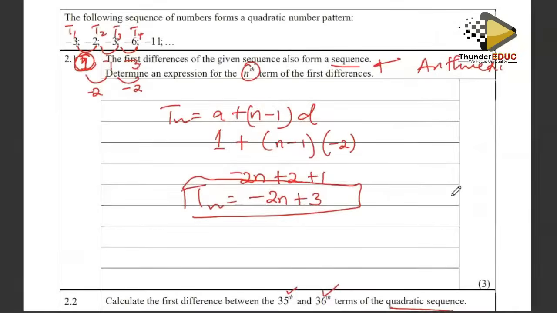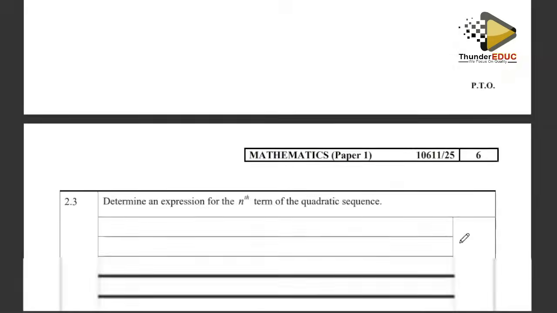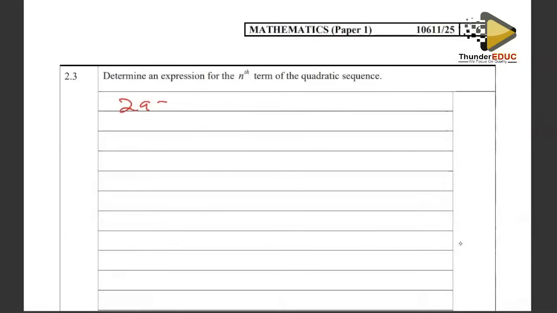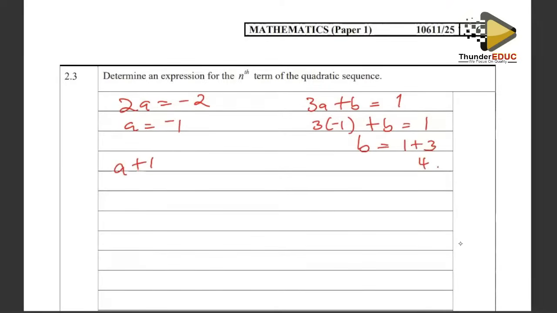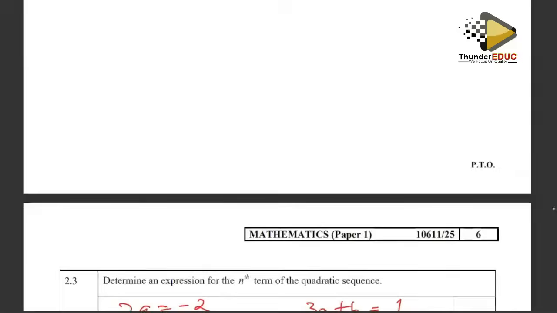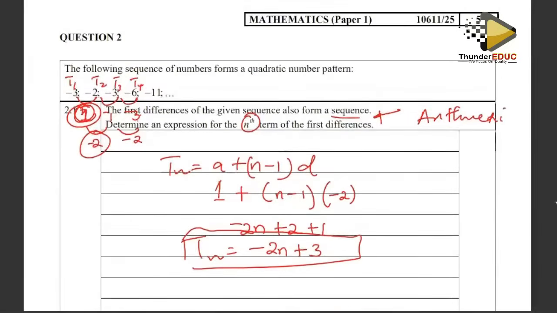All right, then 2.3, they want us to get the expression for the nth term of the quadratic. So we know that our 2a is going to be equated to this, 3a plus b is that. Let's start and say that 2a is equal to -2. Divide both sides by 2, a becomes -1. Then 3a plus b is equal to 1, which was the first term of the arithmetic. Our a is -1, plus b should give us 1. It becomes negative when you move it that side, meaning it's going to be 1 plus 3, which is 4. And a plus b plus c should give us our first term of the quadratic, which was -3.